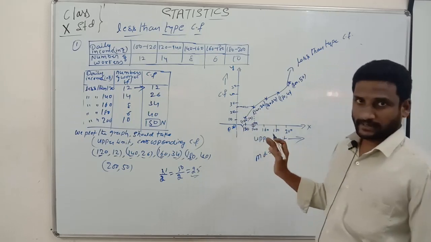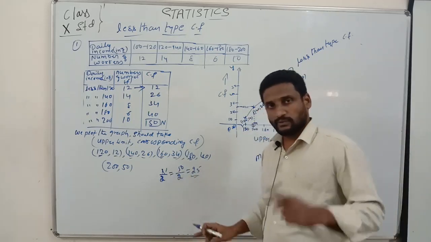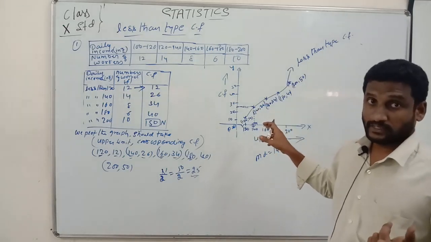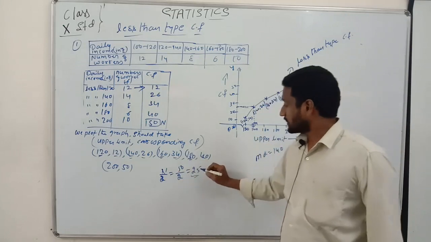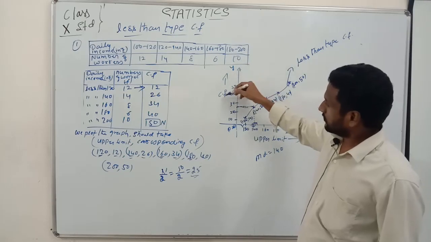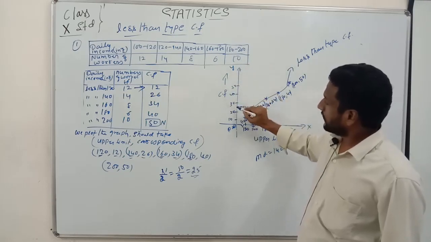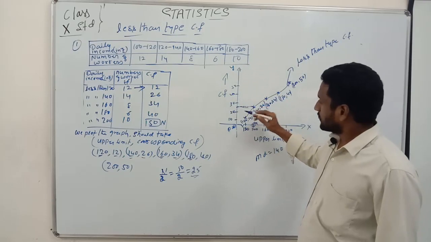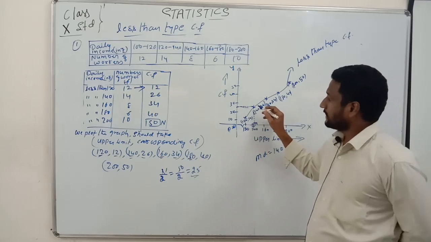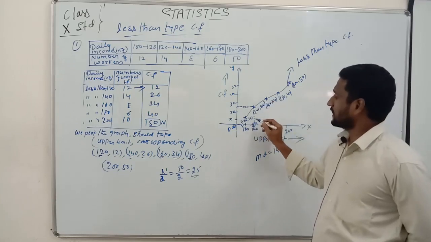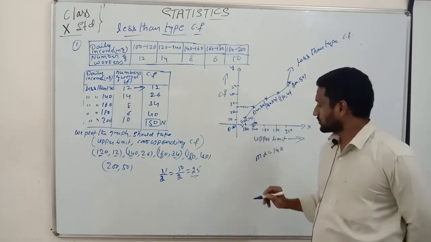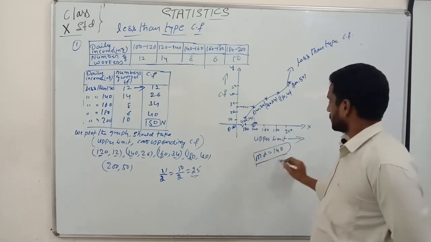So this is the method. If you want to calculate the median from the less than type graph, you do n by 2. Where this n by 2 value comes on the y-axis, the cumulative frequency, you locate that point. Again you draw a line parallel to the x-axis, where it intersects the curve, you come down perpendicularly to the x-axis. Where this line meets the x-axis, that number gives the median. Like this you can calculate the median.